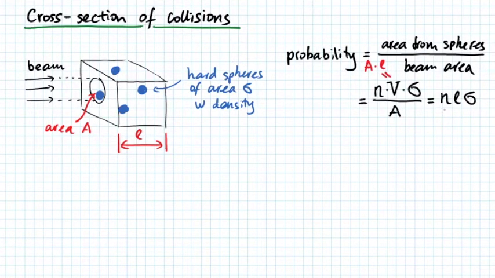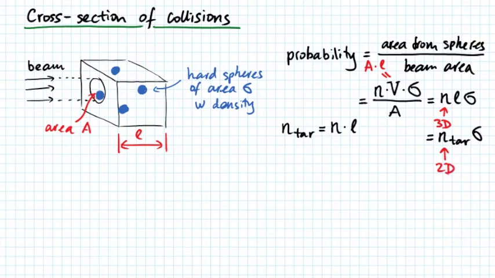Note that this is a 3D density, whereas we can also introduce the target density, which is going to be the density of spheres times the thickness of the target. And so we can rewrite the probability simply as the density of the target times the cross-section. Note that this density of the target is 2D, an areal density.